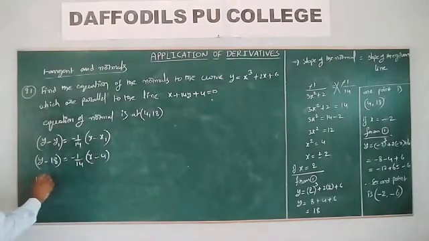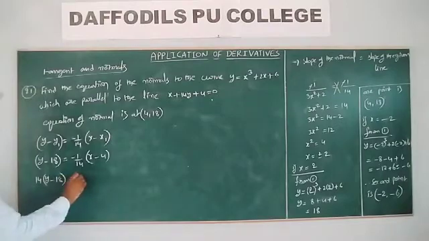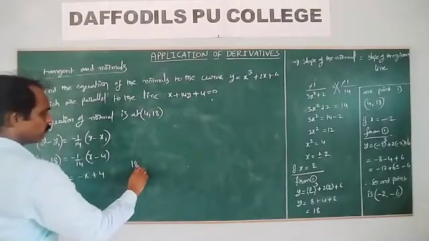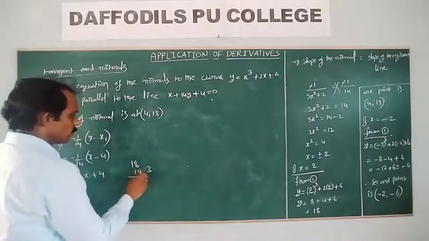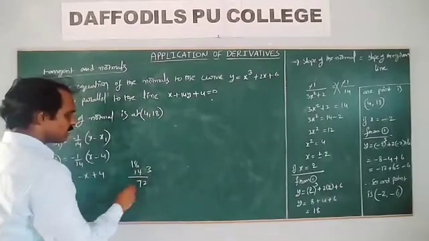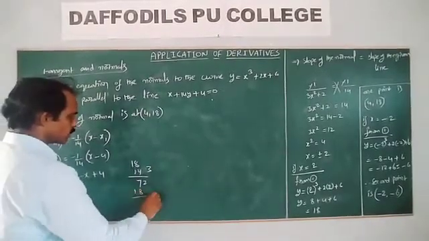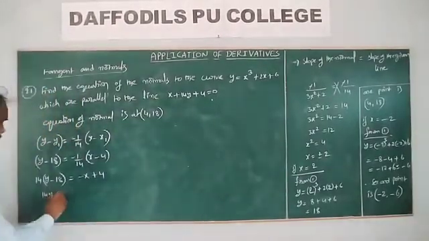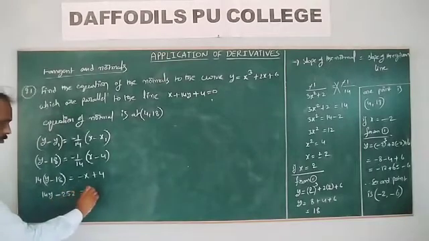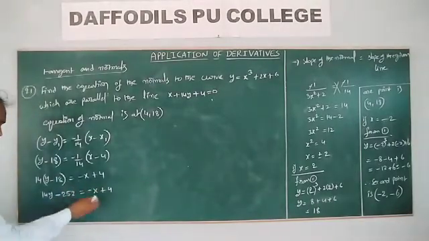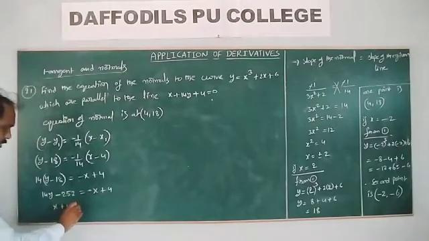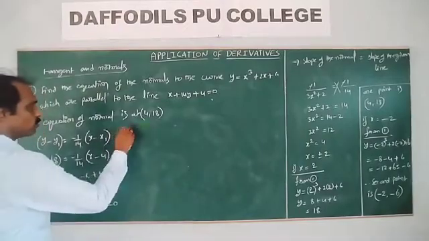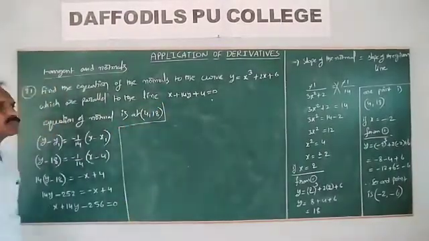Multiplying by 14: 14(y minus 18) is equal to minus (x minus 4), so 14y minus 252 is equal to minus x plus 4. Taking this to one side, x plus 14y minus 256 is equal to 0. So this is the first equation.